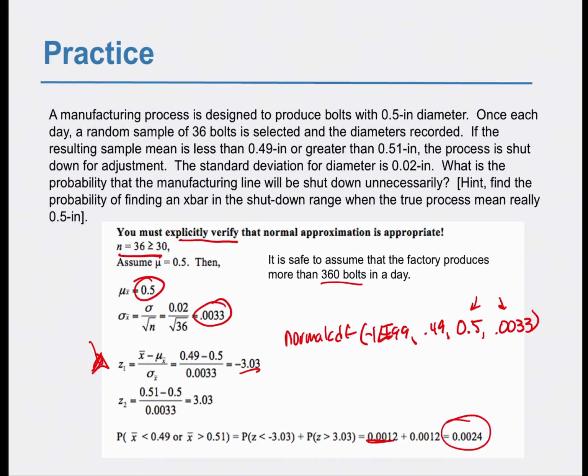If the actual mean is 0.5, we're very unlikely to get a mean less than 0.49 or greater than 0.51. So, if we do get a mean less than 0.49 or greater than 0.51, we would be pretty confident that there was actually something wrong with the machines, that our true mean was not 0.5.